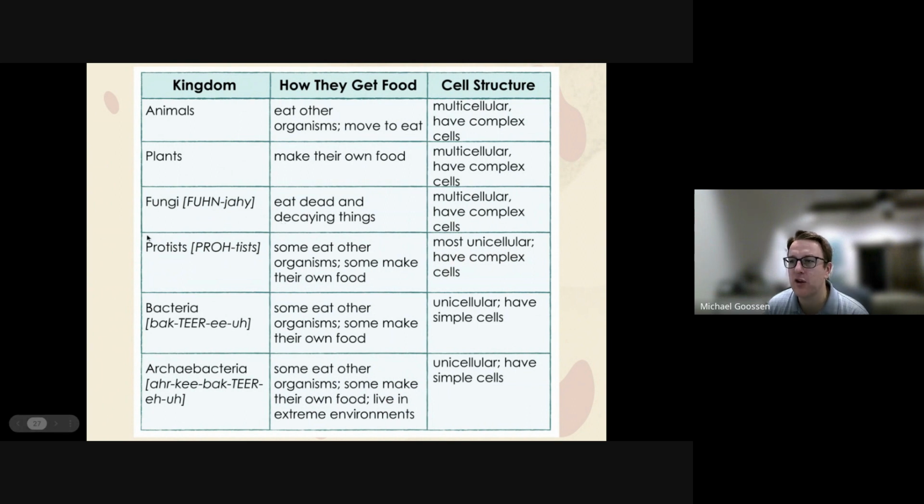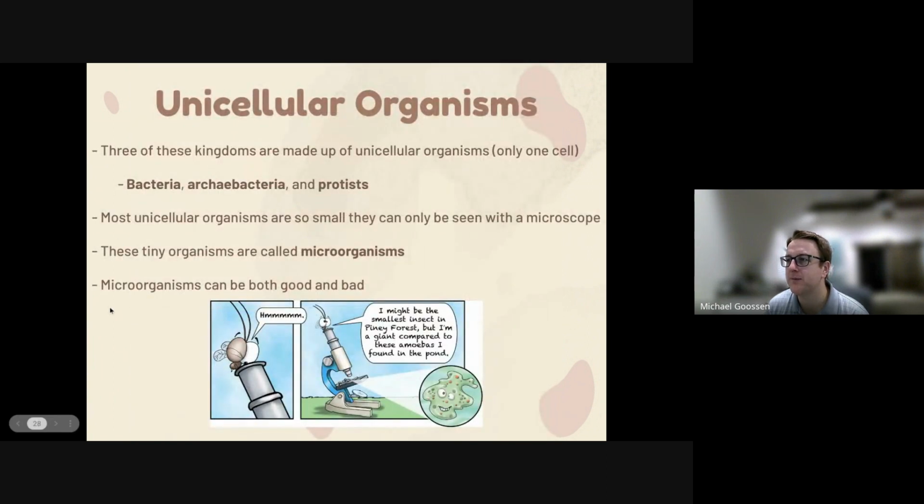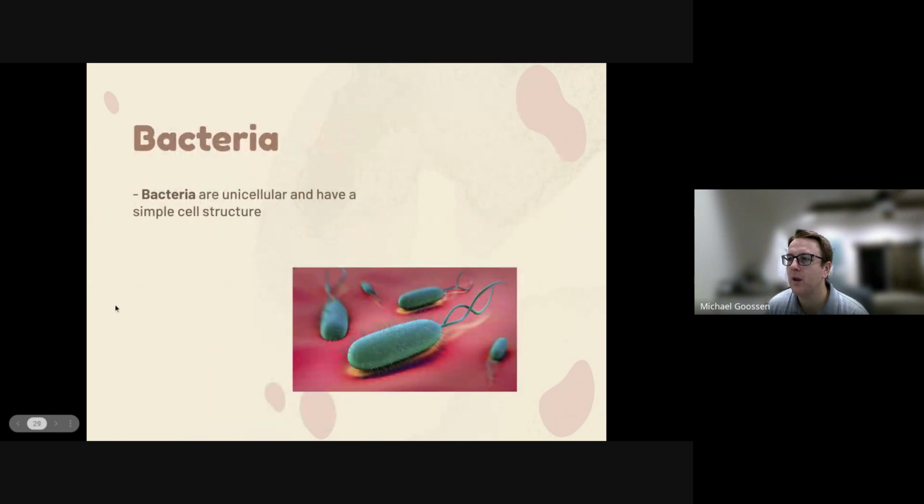And these last 3 are the 3 we're going to talk about in this lesson. So these are all unicellular, which means you need a microscope to see them. They're very small. They're one cell. Protist, bacteria and archaebacteria. Okay. First, let's talk about bacteria, the one you've probably heard of.